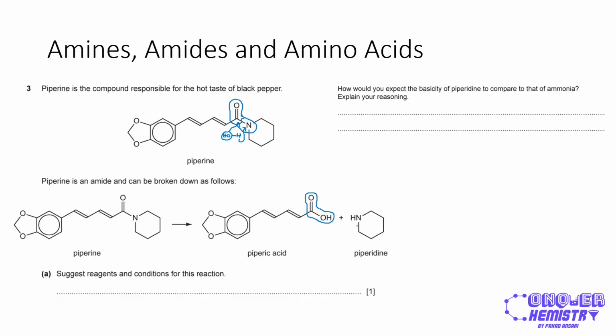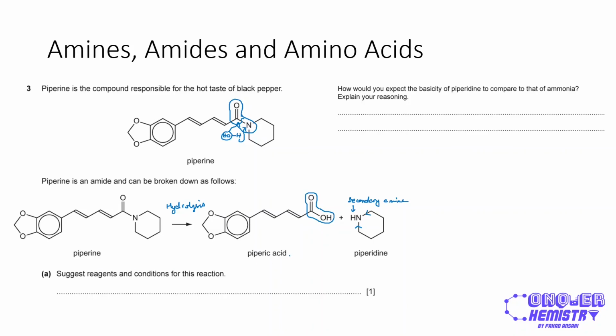Now this nitrogen is bonded to 2 alkyl groups, or actually it's the same cyclic ring, but because it's bonded to 2 carbon atoms, we'll call this a secondary amine, right? So this is a secondary amine. Now for this, we could use either acid hydrolysis or alkaline hydrolysis. This is a hydrolysis reaction for the amides.